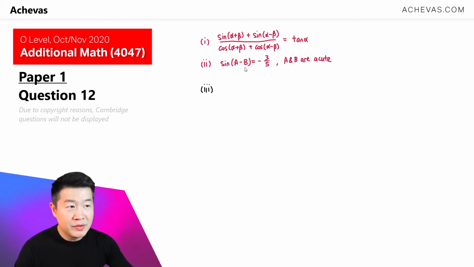From the previous part, we have deduced that A minus B is a negative angle, and since A and B are acute, we can deduce that A minus B is going to be in the 4th quadrant, since sine of this angle is negative. So if I were to just sketch this angle A minus B in the 4th quadrant, it is going to look something like this. So this is the y-axis, and this is the x-axis, so we have an angle with reference to the x-axis, A minus B.